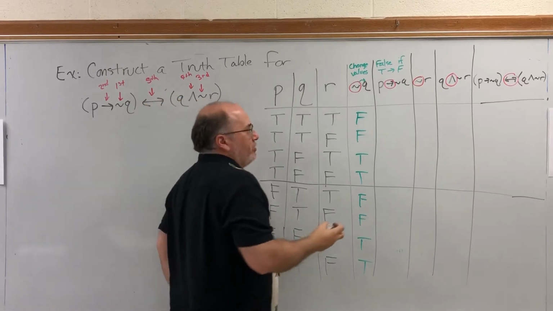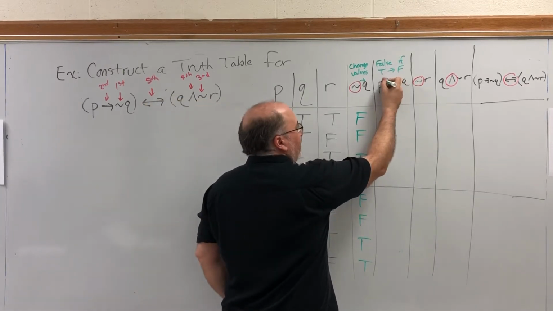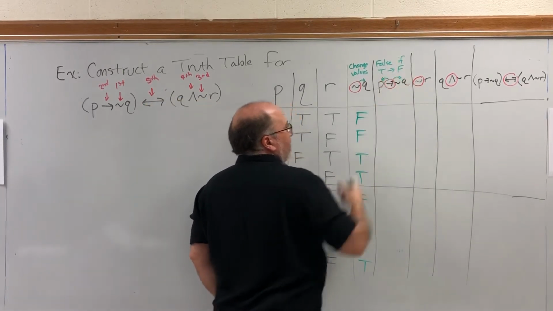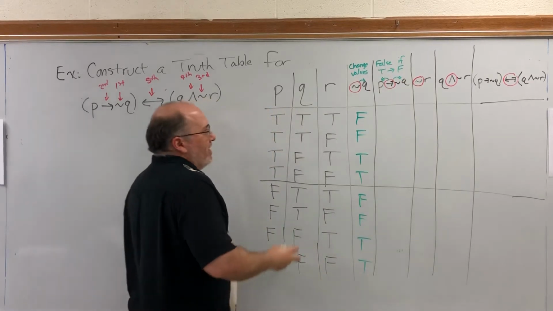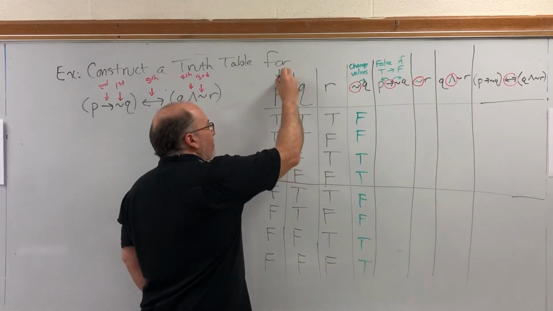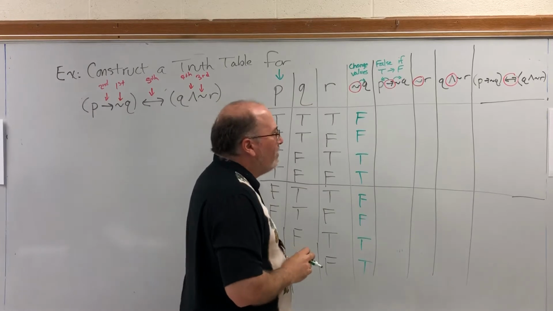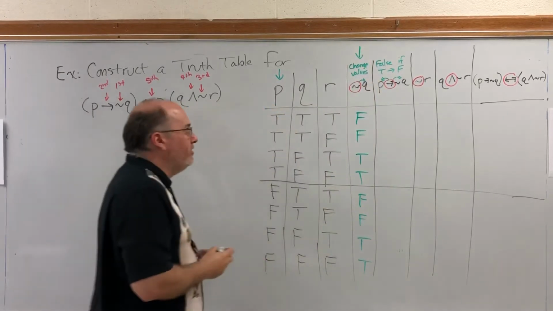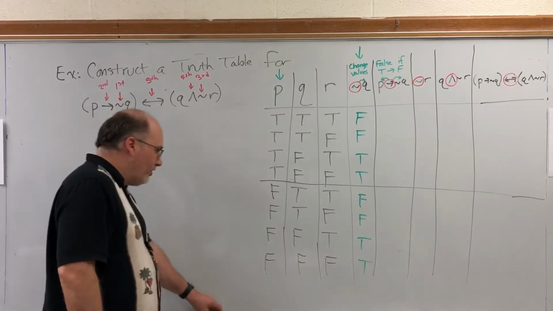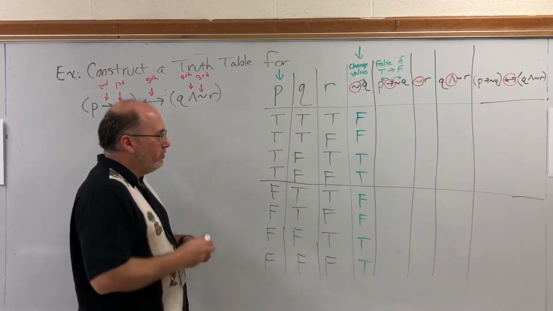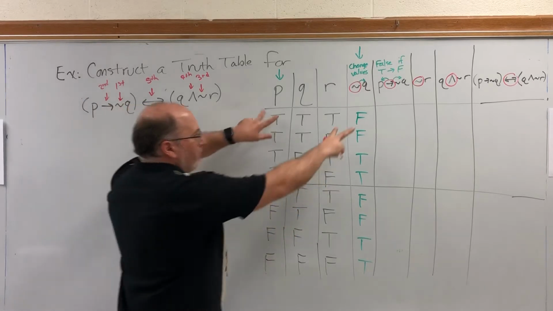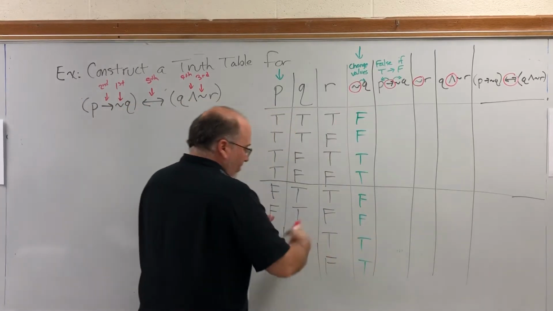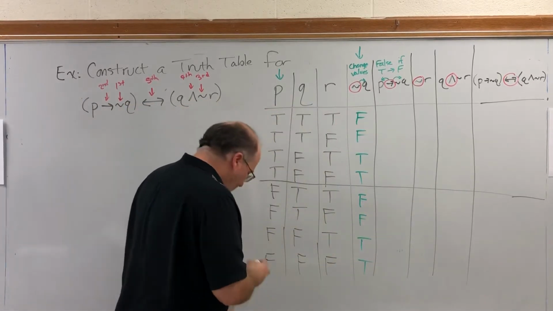Which columns are we going to do it to? Look to the left and to the right of the conditional. To the left, we see the letter P, so we go to its column. To the right, we see negation Q, so we go to its column, the column we just created. Now here's an example of where filling in a truth table can be a little tricky because the columns that we're focusing on are not next to each other. There are two columns in between.